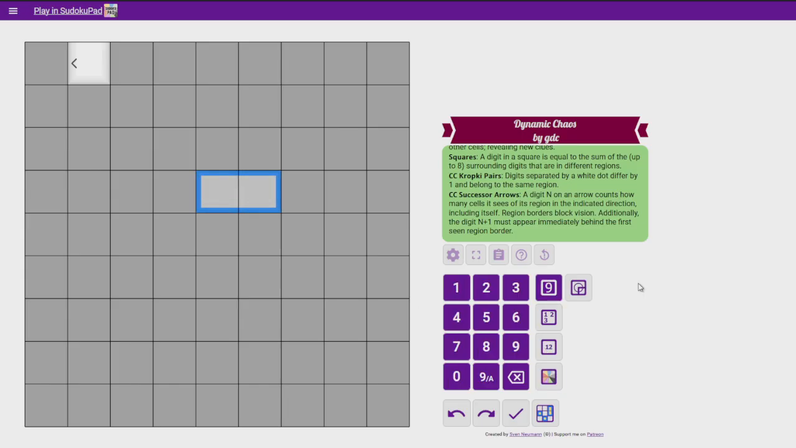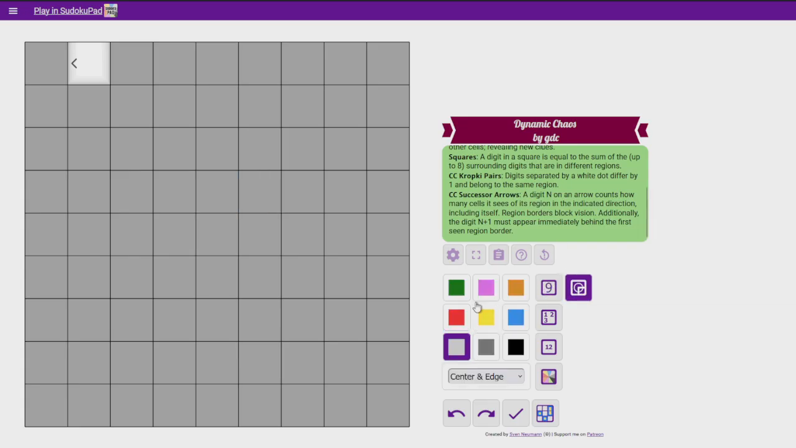So that's what that's saying. CC successor arrows. A digit N on an arrow counts how many cells it sees of its region in the indicated direction, including itself. Region borders block vision. Additionally, the digit N+1 must appear directly behind the first seen region border.